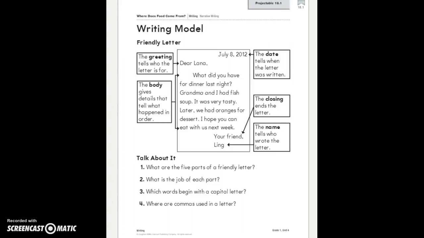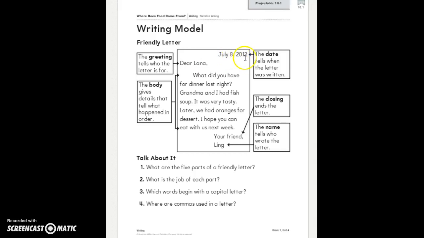Welcome to narrative writing. People often write friendly letters to share news about themselves. Here is a model of a friendly letter. Let's read this aloud and discuss all the things that go into writing a friendly letter.